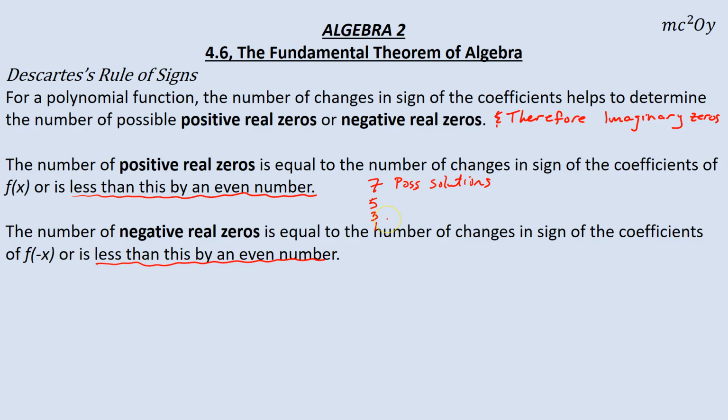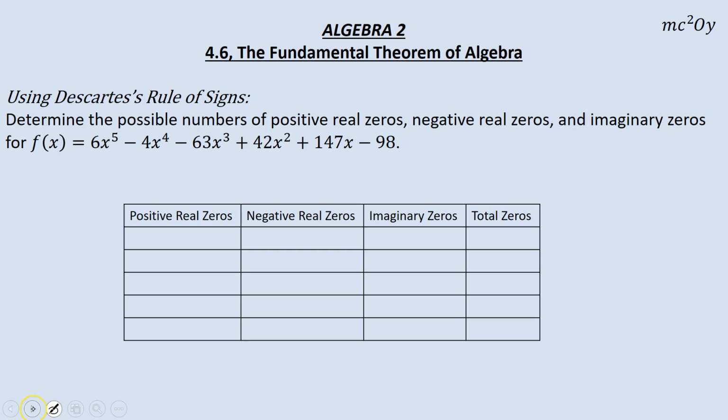Can't subtract 2 again because then I'm in negative. If there were 8 possible, well, that means there could be 6, 4, 2, or 0. That's what this means. If there are 3 possible, you could have 3 or 1. All right. The number of negative real solutions is equal to the number of sign changes of the coefficients of f of negative x. So this is f of negative x, this is f of positive x. Positive x gives you positive real, negative x gives you your negative real. Okay, so let's see what this looks like.